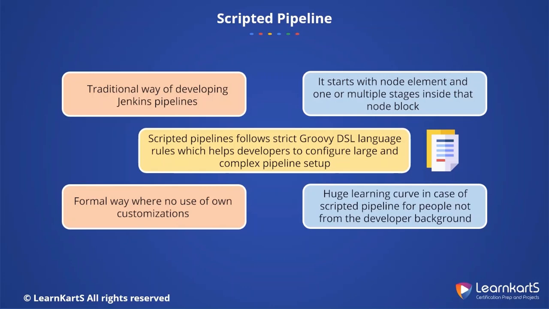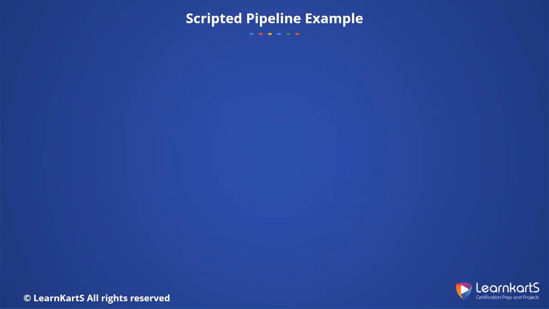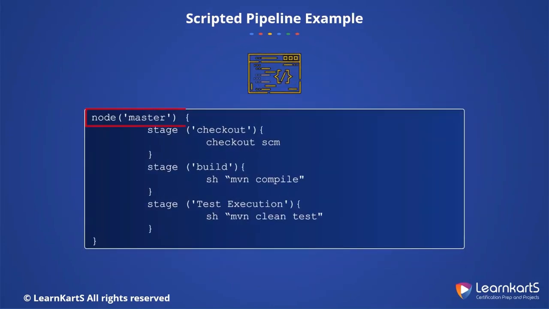So that's a learning curve which is there in order to understand and grasp this. That's a point of focus in this scenario, how this can be picked up. So this is how the scripted pipeline looks. You have a node section, the block. Inside that, you have a couple of stages like checkout, build, and test execution. According to that, the different stages will be executed. You just have to play around with these different stages, add a couple of stages, and corresponding to that, you will be able to get the desired output.